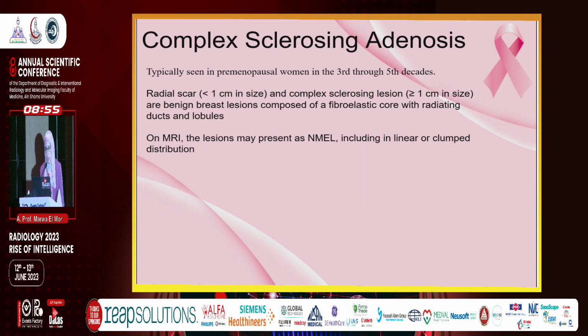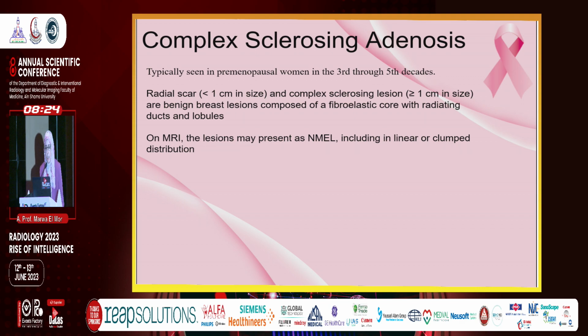Complex sclerosing adenosis is another high-risk lesion that can present as non-mass enhancement. It is seen in premenopausal women in the 3rd through the 5th decades. Radial scar is called when the lesion is less than 1 centimeter, and complex sclerosing lesion when the size is greater than or equal to 1 centimeter. They are benign breast conditions composed of a fibroelastic core with radiating ducts and lobules.